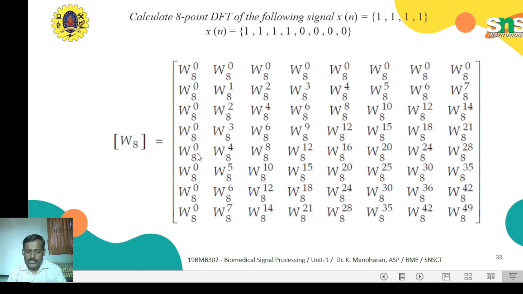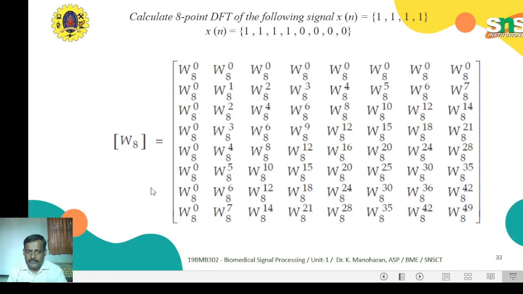Here k equal to 4, so 4 into 0, 4 into 1, 4 into 2, 4 into 3, 4 into 4, 4 into 5, 4 into 6, 4 into 7. Here we get a 5, so 5 into 0, 5 into 1, 5 into 2, up to 5 into 7. So that's why we get 0, 5, 10, 15, 20, 25, 30, 35.